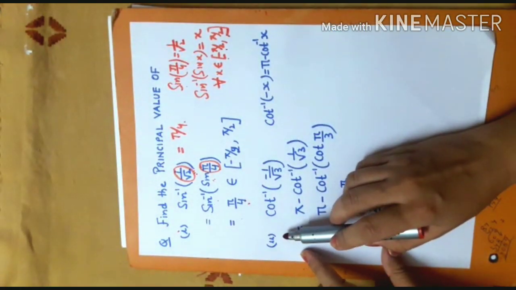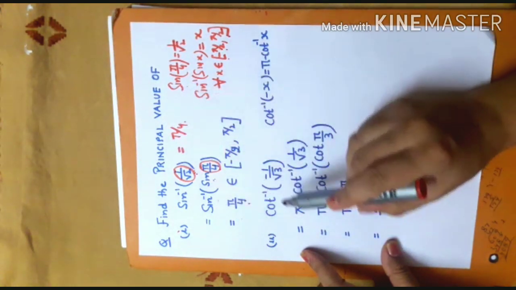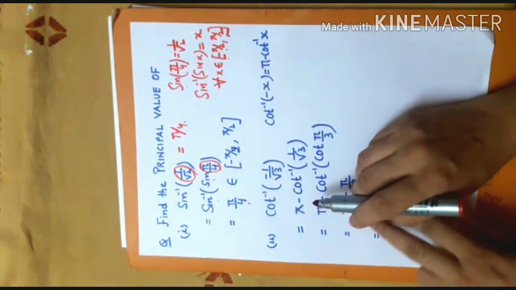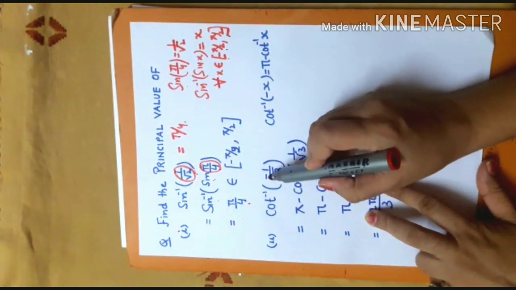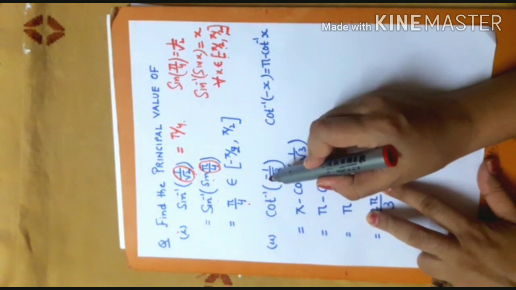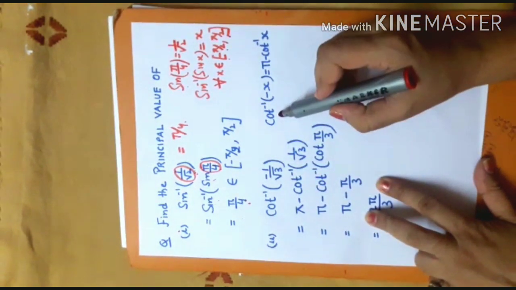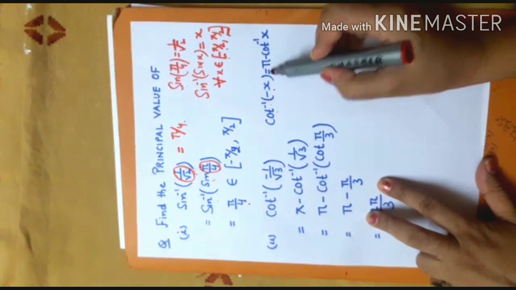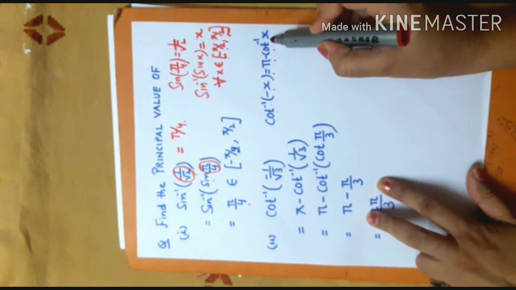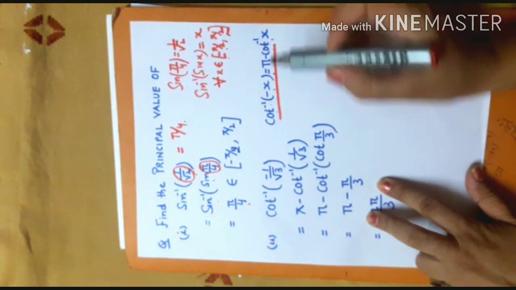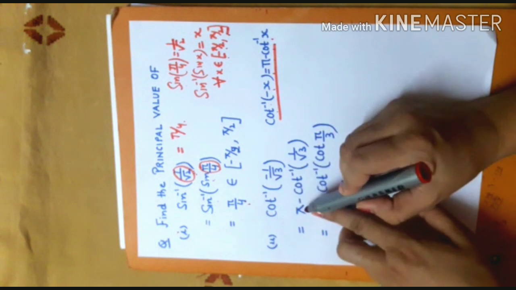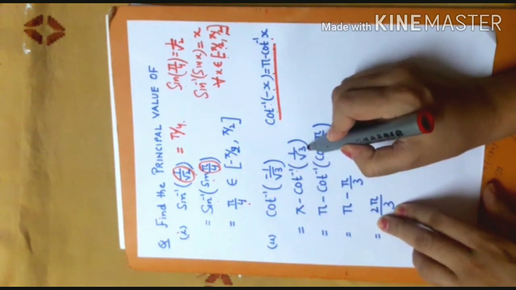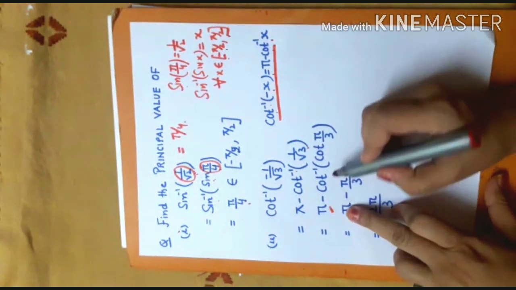Now second part is find the principal value of cot inverse negative 1 over root 3. Now first of all we will handle this negative sign. In the last class we learned that cot inverse minus x is equal to pi minus cot inverse x. So using this property I can write this as pi minus cot inverse 1 over root 3. So this is pi as it is.